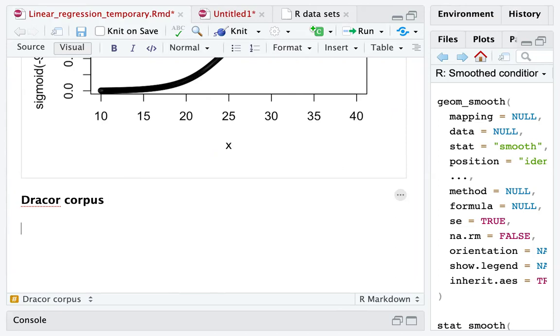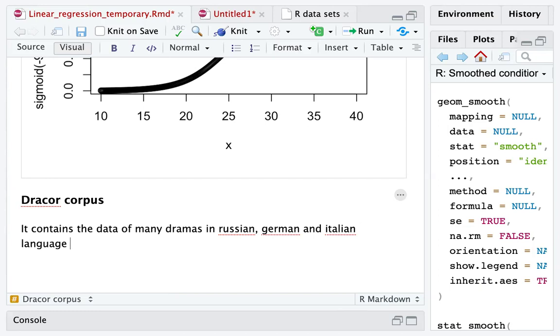It contains the data of many dramas in Russian language, in Russian, German, and Italian language. So, how to download it?